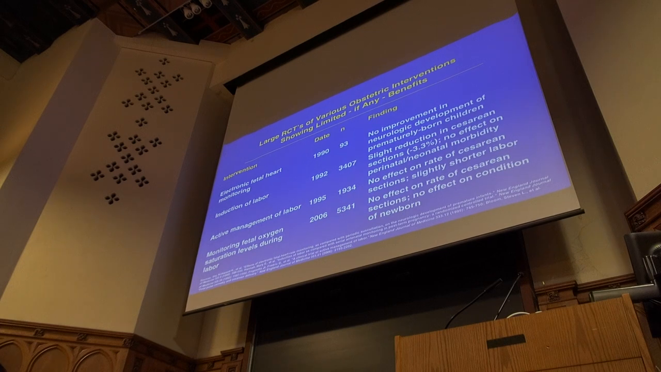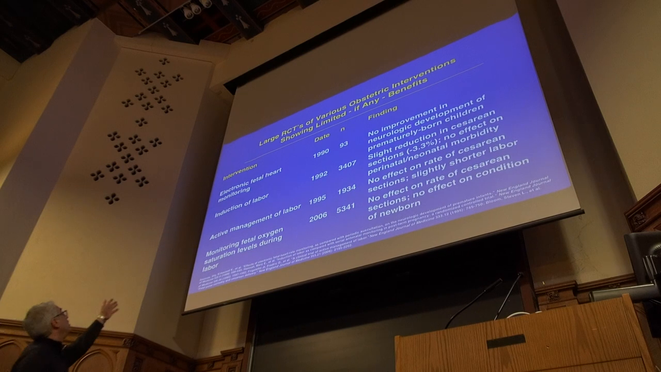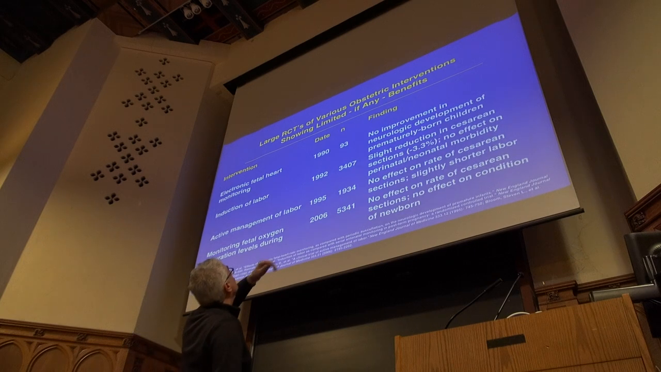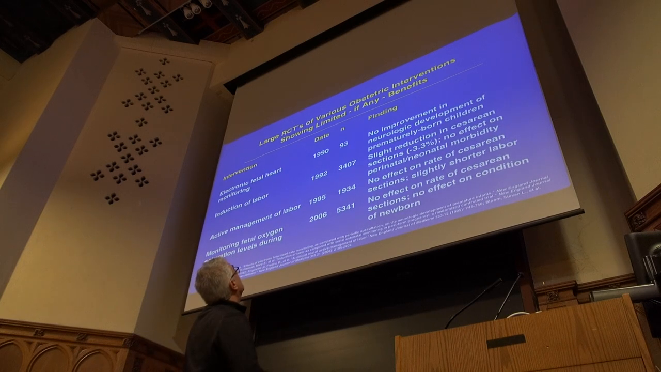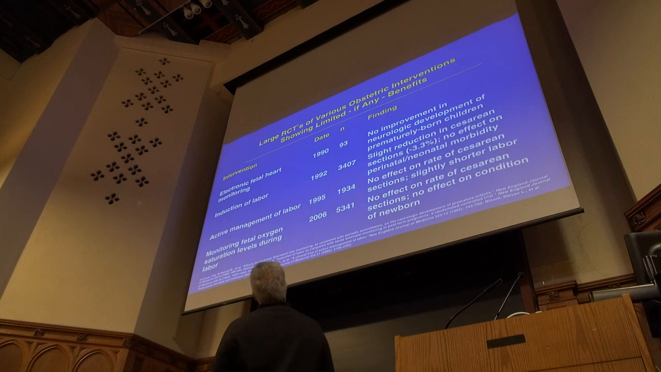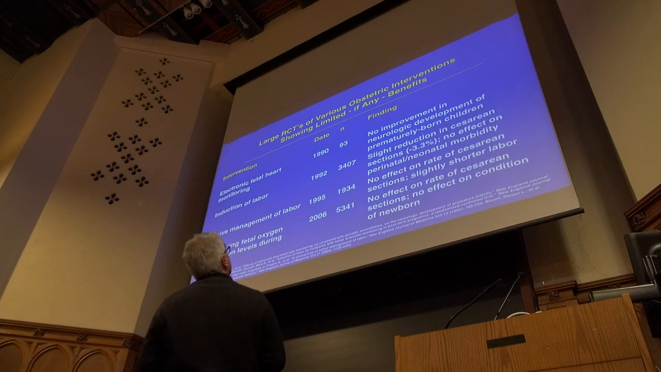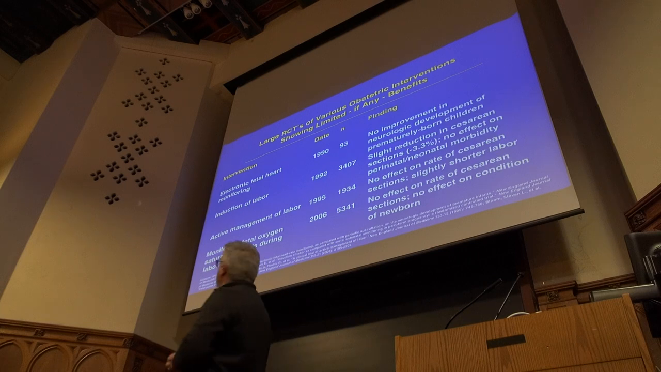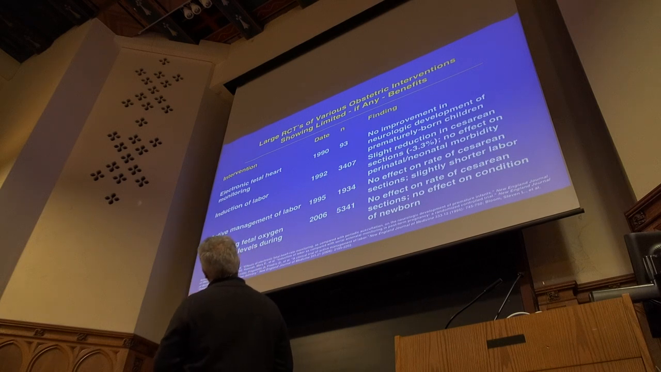You give all the Ritalin, does it help educational outcomes? No. You define failure to progress in these ways and you do things. Does it help women and babies? No, when you actually do the science. So here are some examples. Electronic fetal heart monitoring: a randomized controlled trial in 1990 finds no improvement in neurologic development of prematurely born children. Induction of labor: a large RCT finds a slight reduction in cesarean section rate, no effect on perinatal or neonatal morbidity or mortality.